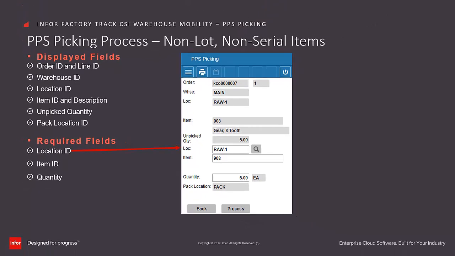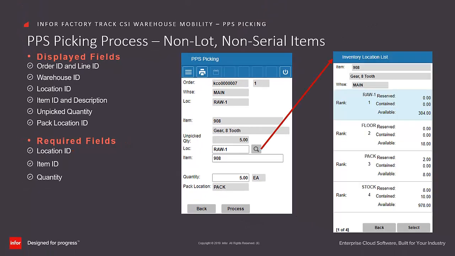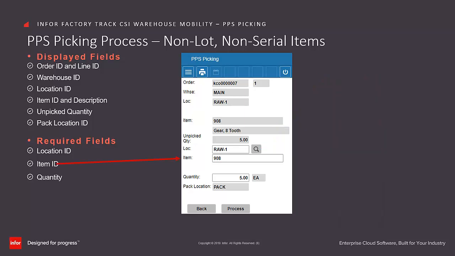We then enter, scan, or search and select the location ID to confirm that the items are being pulled from the proper location. This field is only displayed for entry based on the configuration setting on the transaction set maintenance form, requiring location entry. We then enter or scan the item ID to confirm that the proper item is being picked. This field is entry only if the confirm item parameter is set on the transaction maintenance form. Otherwise, this field is displayed pre-filled.